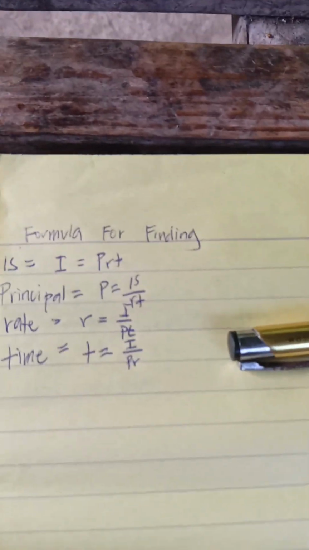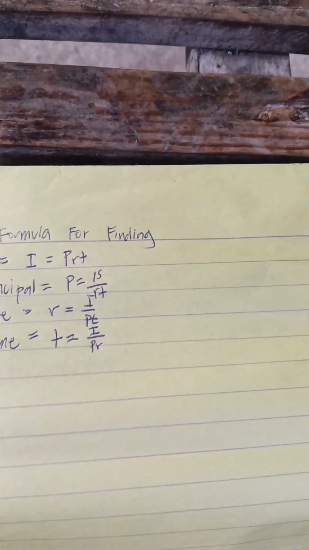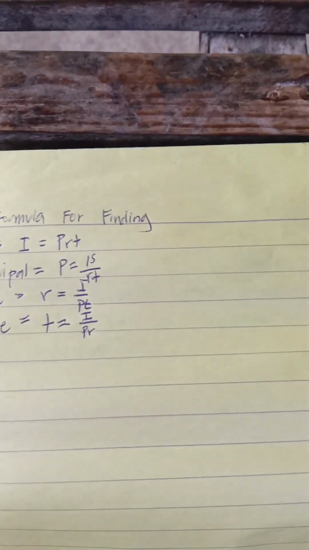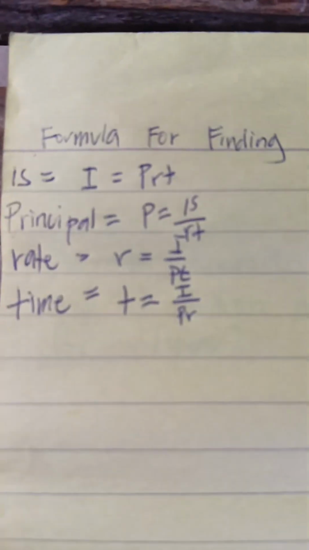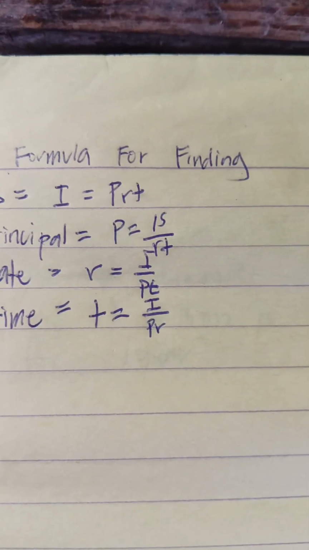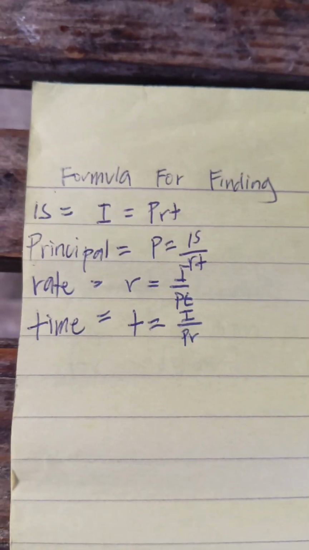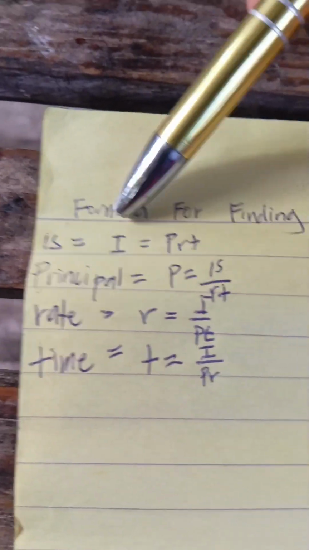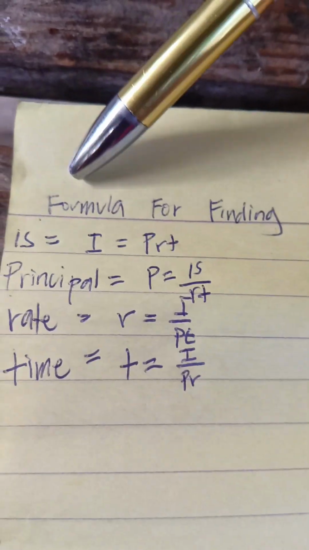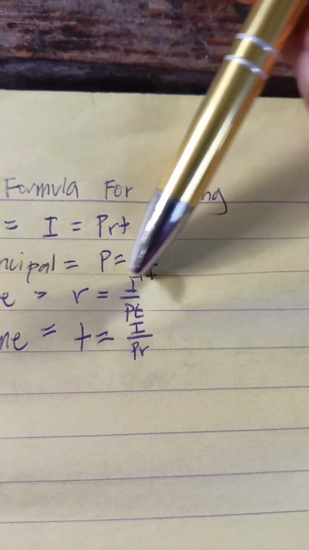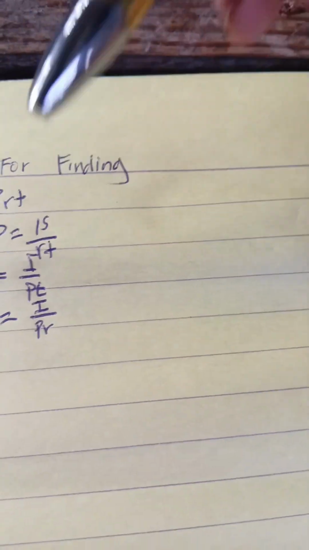So, what I have here are the formulas that I am going to use. For example, we are looking for the simple interest. The formula we are going to use in finding simple interest is this one: I equals PRT. I means interest, P is principal, R is rate, and T is time. So let's make an example on how to use the formula.